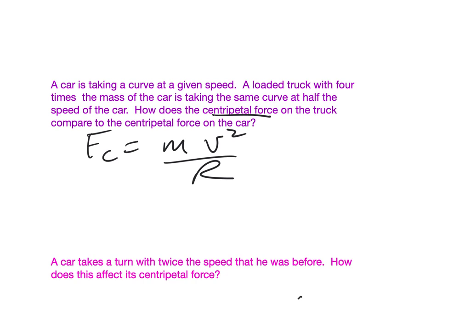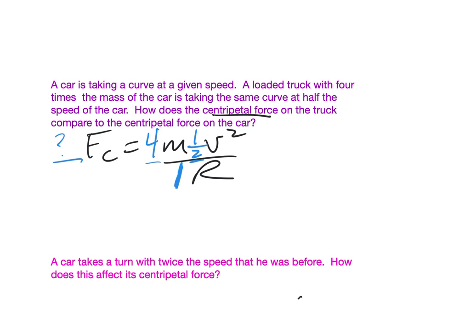Oh, wait. Let's go back a little bit. Read this more carefully. A truck with 4 times the mass of the car. So the truck has 4 times more mass. I put a 4 in front of the m. Taking the same curve, the curve stays the same, at half the speed of the car. So the truck is 4 times as massive and going half as fast on the same curve. How does the truck's centrifugal force compare to the car's centrifugal force?